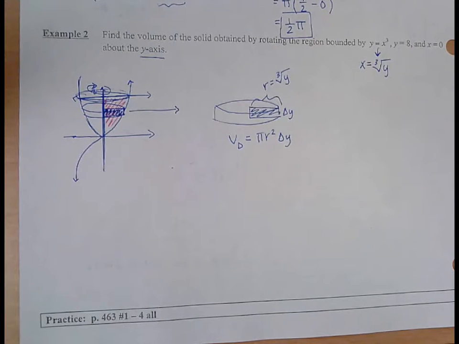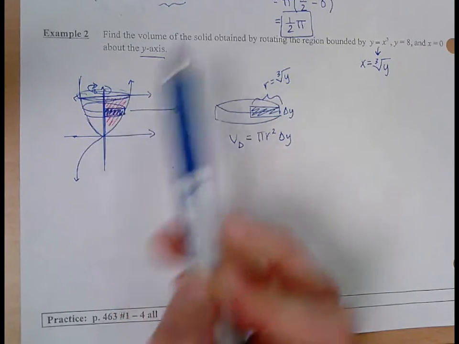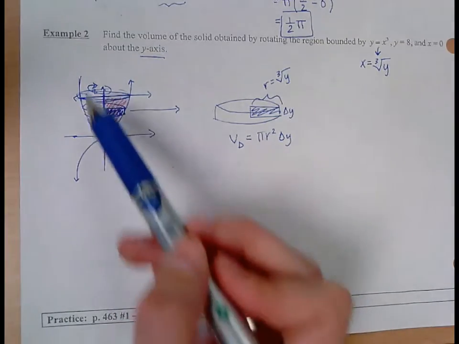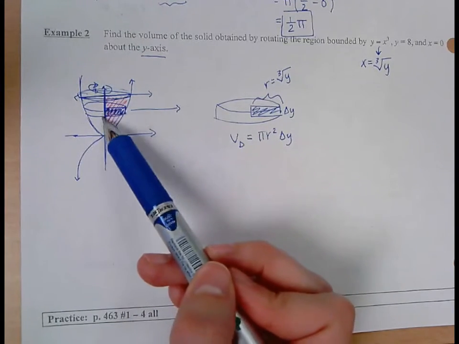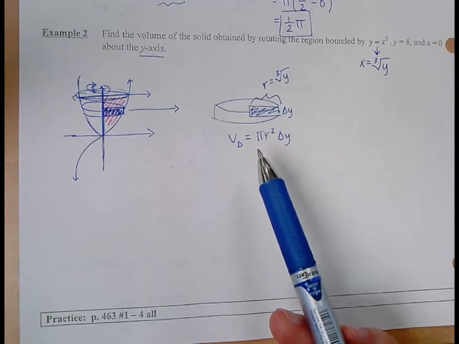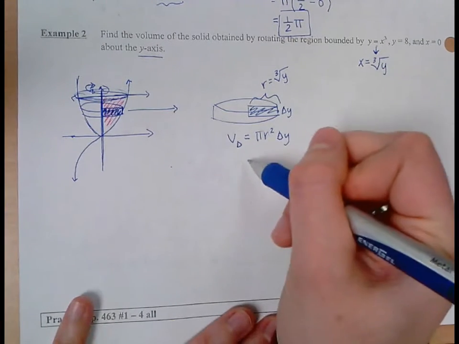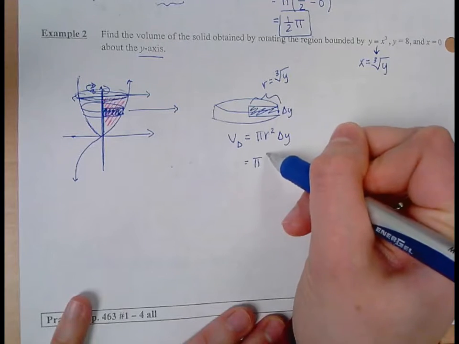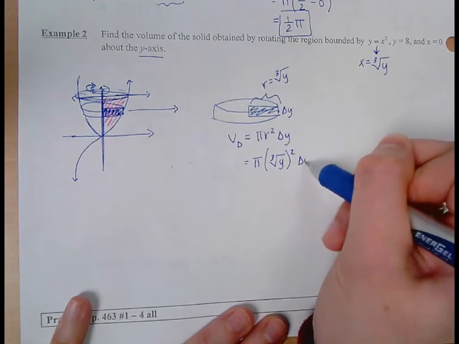Or you could think of it, because Quinn had brought this up before, right minus left. Your right curve would be the cube root of y. Your left curve would be the y-axis, which is x equals 0. So you'd have the cube root of y minus 0, which is just the cube root of y. I will substitute that in here. So we would have pi times the cube root of y squared.